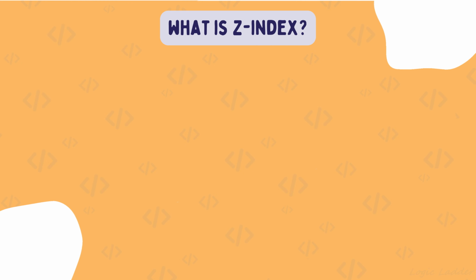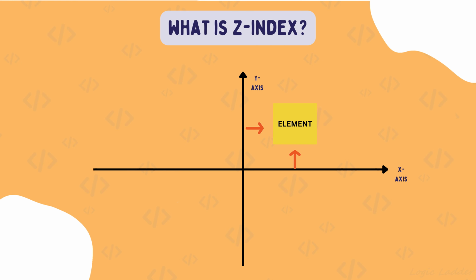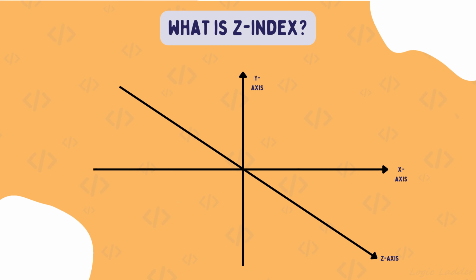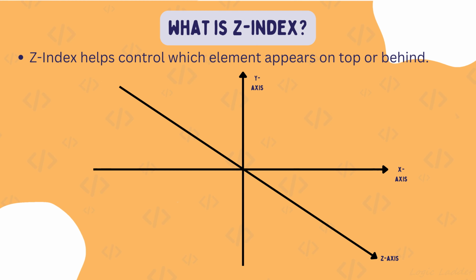So far, you've learned how to move elements on the x-axis and y-axis using top, left, bottom, and right. But what if elements want to sit on top of each other? Like stacking layers of paper? Here comes our hero, Z-Index. It controls the z-axis, or the depth of elements, front to back.